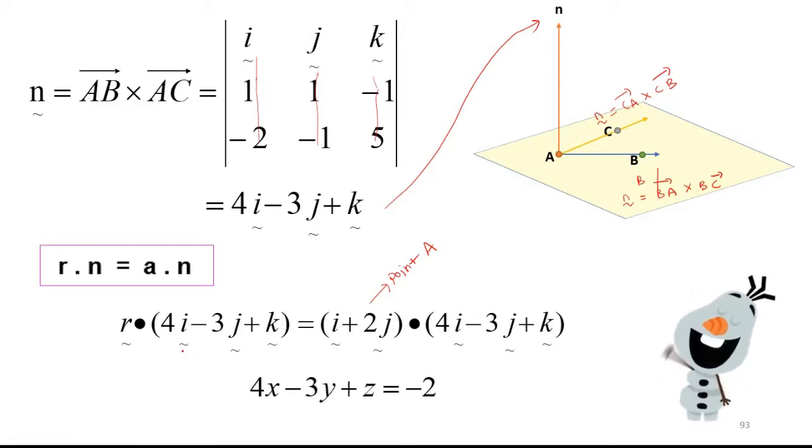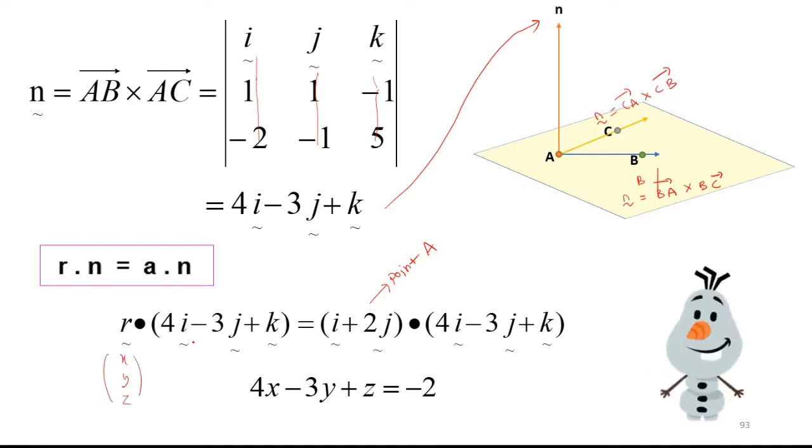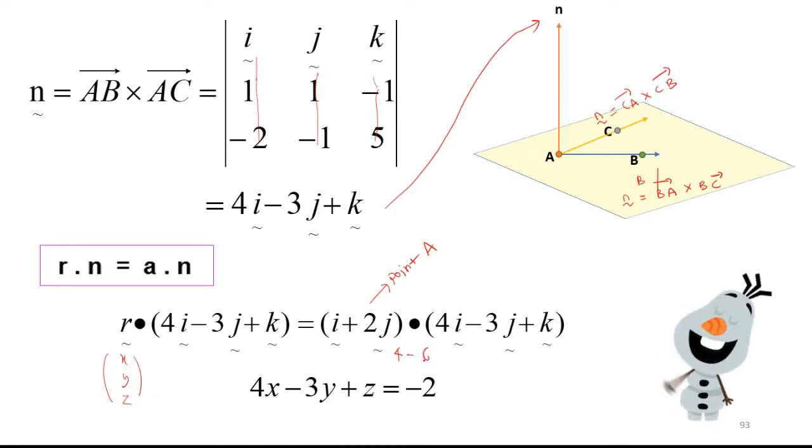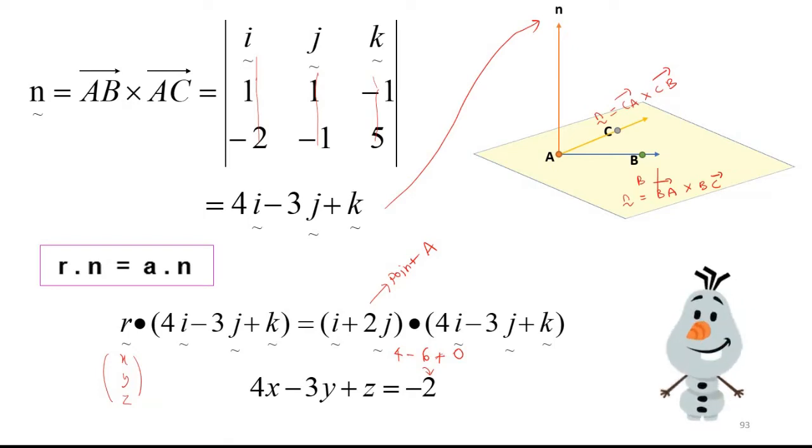So then, we can simplify. Dekat r is (x, y, z). So we got 4x minus 3y plus z equal to, dekat sini you dot kan. i is 1 times 4, so 4. j is 2 times negative 3, so negative 6. And k here is 0, 0 times 1, so you got 0. That's why you got negative 2 here. So this is the equation of plane if you have 3 fixed points, 3 points on that plane.